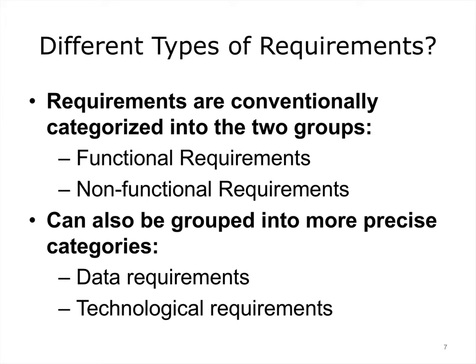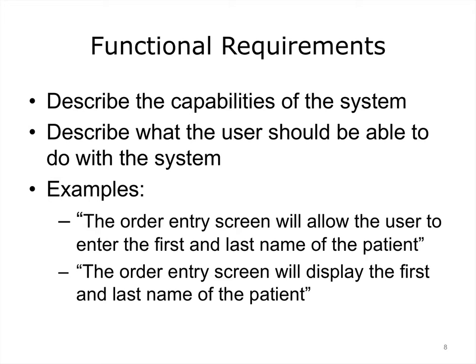Requirements are conventionally categorized into two groups: functional requirements and non-functional requirements. But they can also be categorized into more precise bins that can be more informative. Functional requirements describe the capabilities of the system and specify what the user should be able to do with the system. For example, the order entry screen of a computer-based order entry system will allow the user to enter the first and last name of the patient and then display the name of the patient. That's a very basic functional requirement.